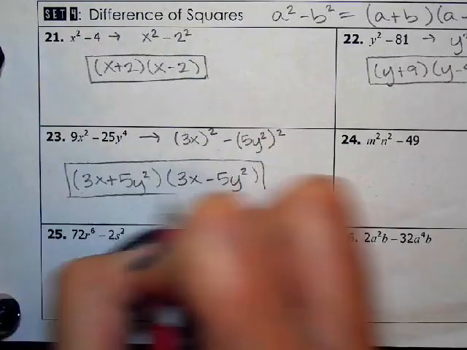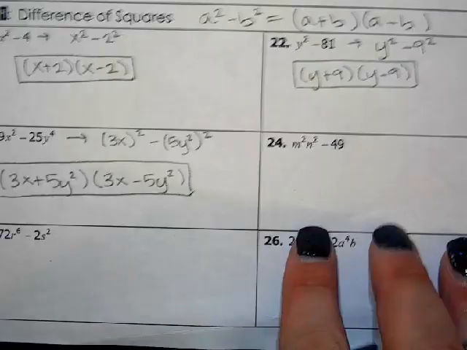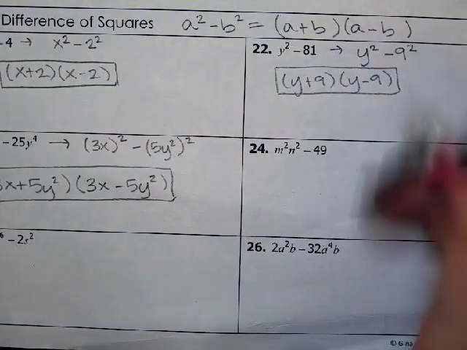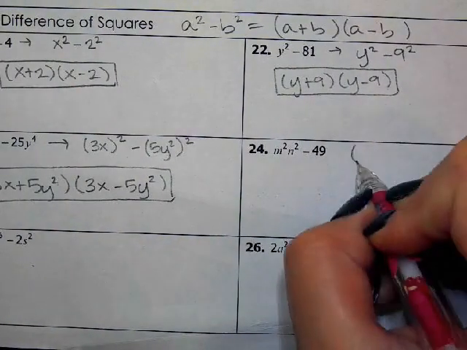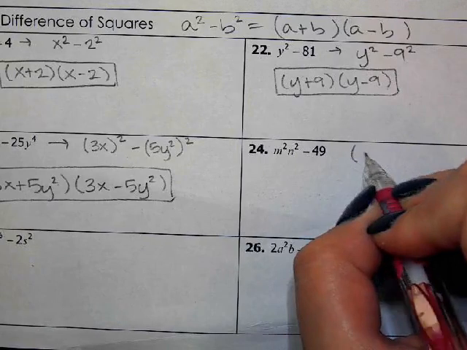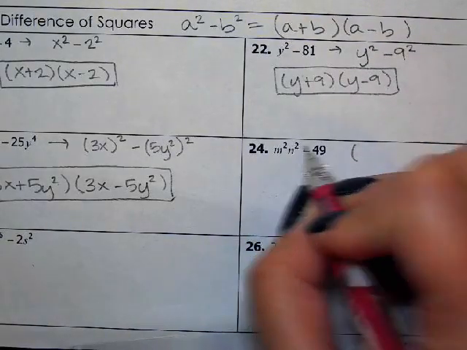All right. This one is, we have an m squared and an n squared, so this is going to be mn squared minus 7 squared.